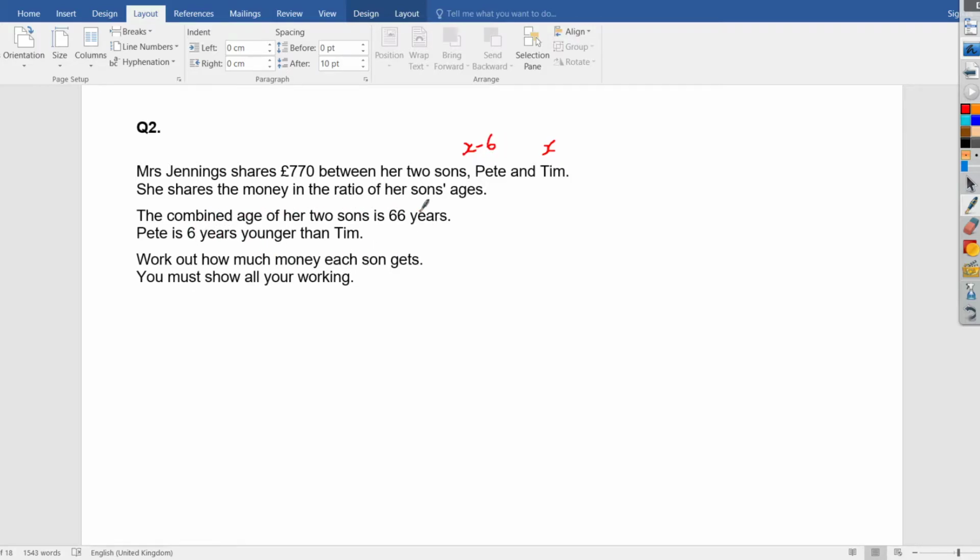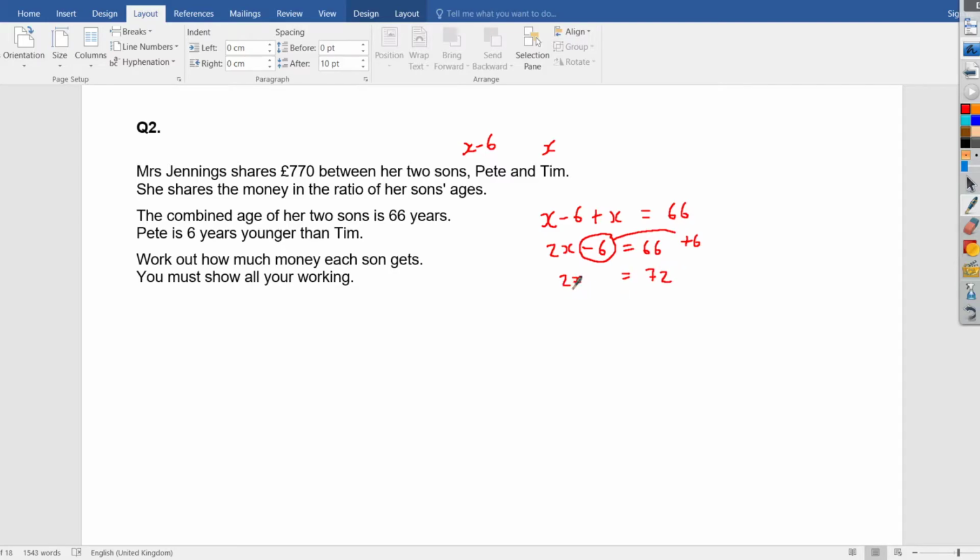So let's combine the ages, 66. Pete is 6 years younger than Tim. So if we do X minus 6 plus the X, that's going to give me a combined age of 66. So let's collect all the like terms. X plus X is 2X. You've got a minus 6 there, which is going to equal 66. And the opposite of minus 6 is plus 6. So 2X is going to equal 66 plus 6, which is 72.